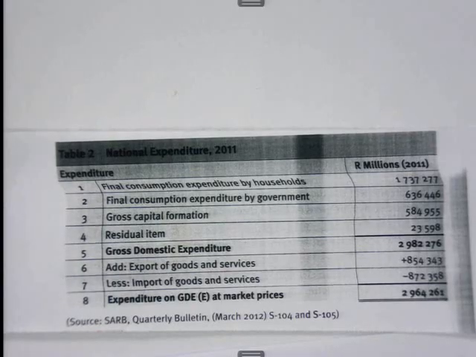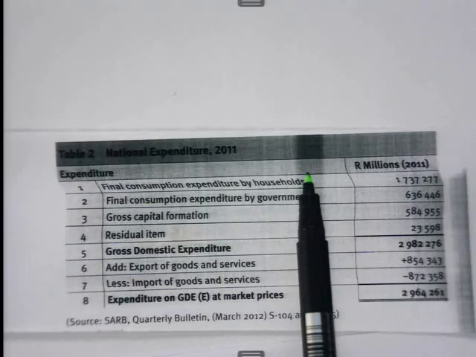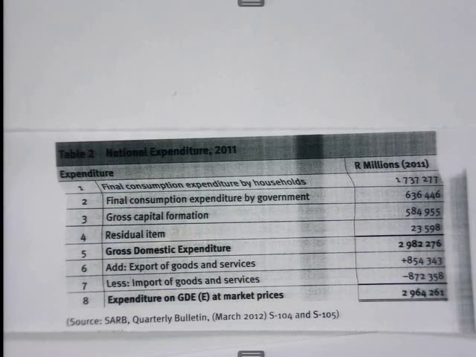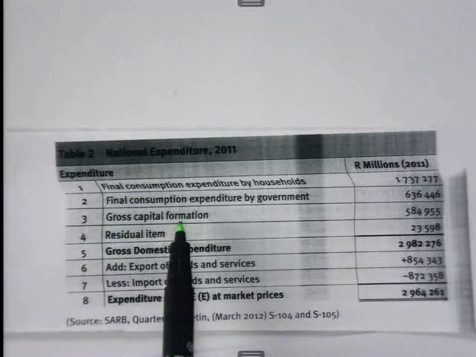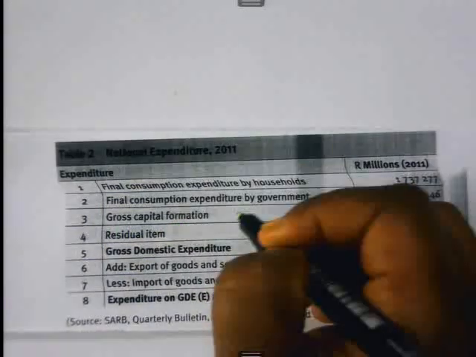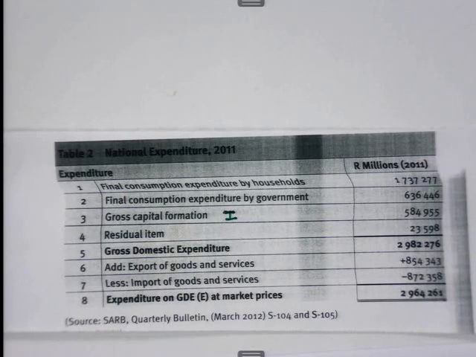Let's see now. The first item is final consumption expenditure by the household. That's participant number 1. The second participant is the government, expenditure by government. And then gross capital formation, this is investment. Gross capital formation means investment by the firms, right? And then we're having residual items. And then to get these, we must also add.